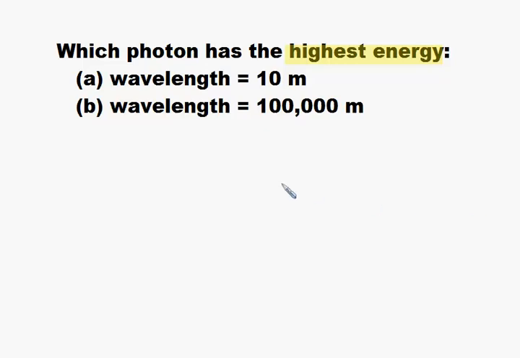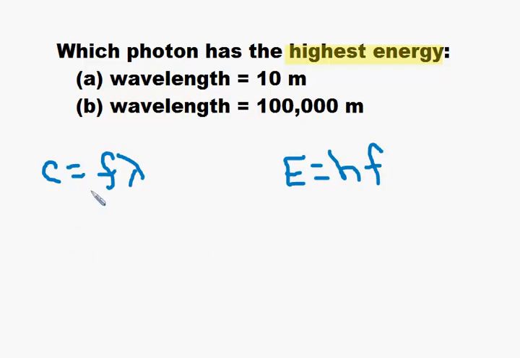Let's try another example. Here it's the same type of problem, which photon has the highest energy, but now I'm given the wavelength 10 meters and the wavelength of 100,000 meters. Well, this is a little more complicated because it involves wavelength, so we have to use our wave equation, and it also involves energy, so we're going to end up using both the energy equation and the wave equation. And before I get started, let me mark my constants.